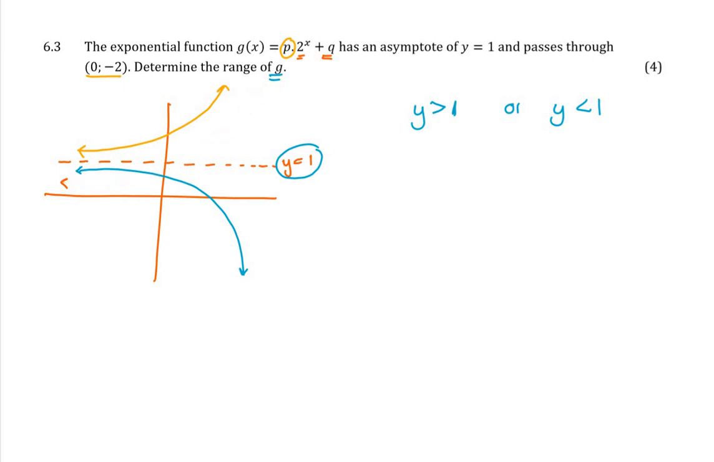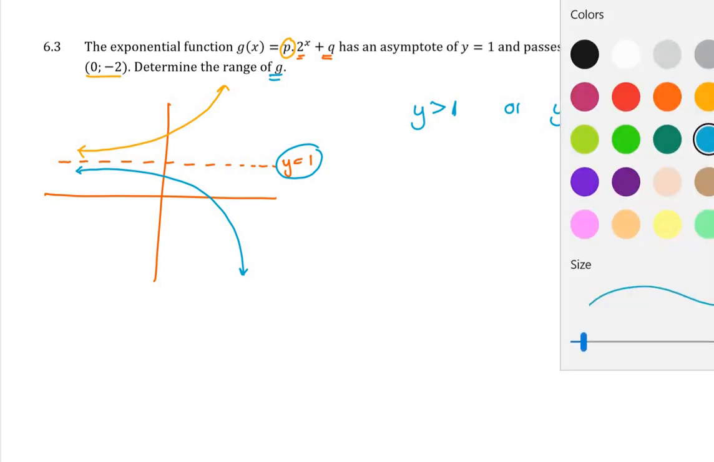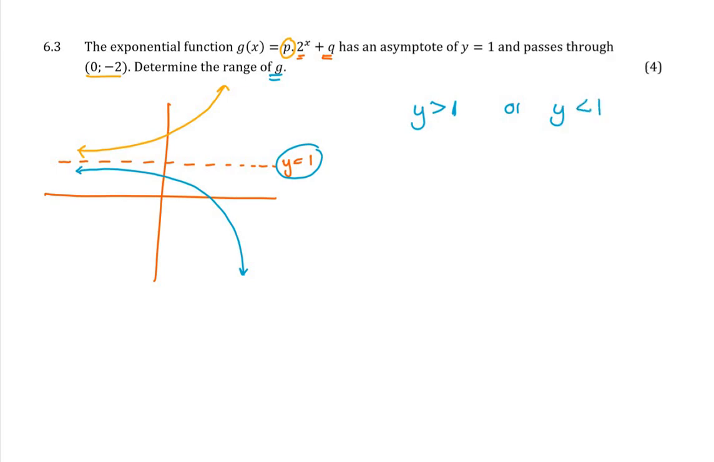So let me raise my orange graph. Those are my two options. It's either the yellow graph or it's the blue graph. And depending on which color it is, I'm going to get a different answer. So I need to know, is this an increasing yellow graph or is this a decreasing blue graph? Now the only way to do that is to figure out P. I need to know, is the P value positive or negative? So let's look at what we know so far.